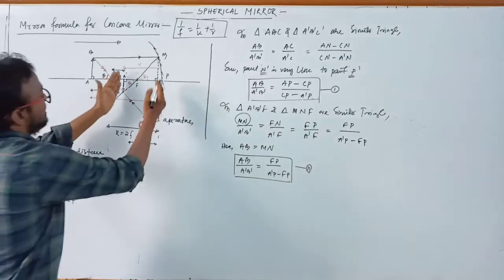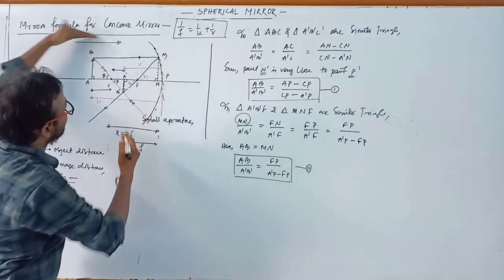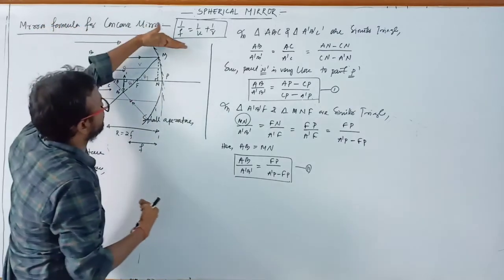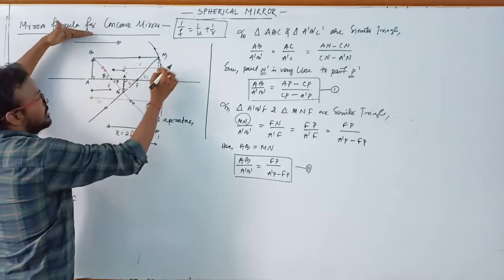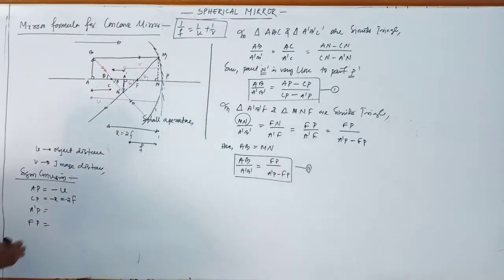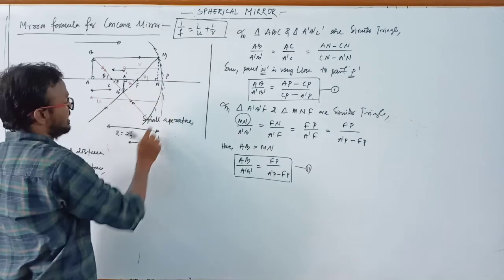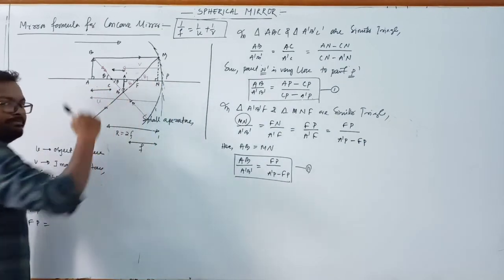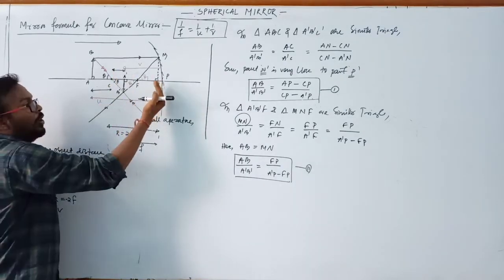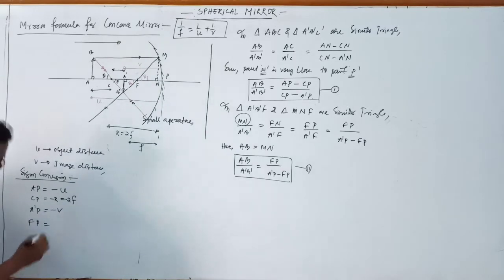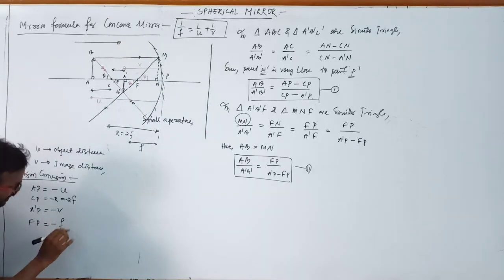Similarly, for the image distance, the object is on the left side and light travels from left to right, but the image distance is always measured from the pole. So V is measured opposite to the incident ray, that is minus V. Again, what is FP? This FP distance is the focal length F, and all distances are measured from the pole opposite to the incident ray, so this distance is also minus F.